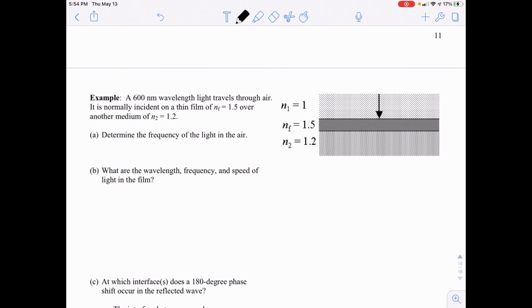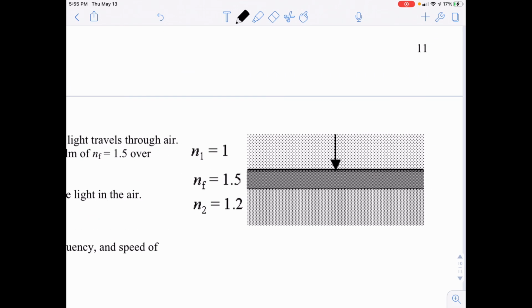A 600 nanometer wavelength travels through air, normally incident on a thin film. The film has an index of refraction of 1.5, and the second medium has an index of refraction of 1.2. If we reflect off the top part of the film, we're going to look at the reflections.